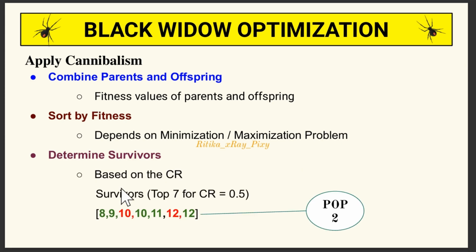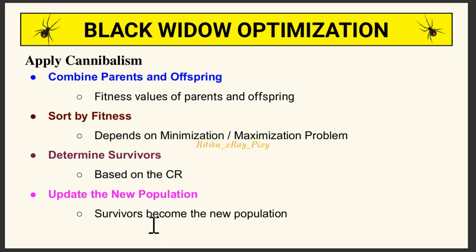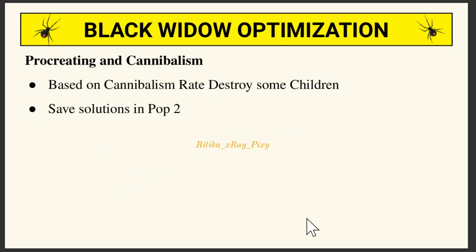After this, we will determine the survivors based on the CR value, that is the CR rate. So here we have CR times the total population: 0.5 times 15 is 7.5, which is rounded to 7 individuals surviving. After this, we will update the new population. So the survivors become the new population for the next generation, which means this is population 2.